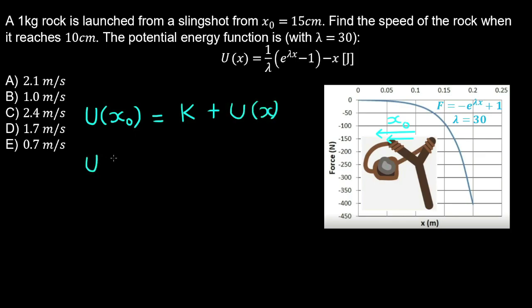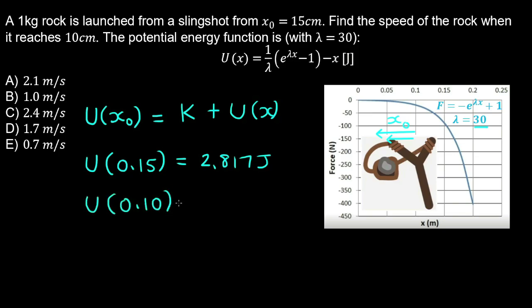So the potential energy stored in a rubber band at 15 centimeters or 0.15 meters can be obtained by substituting 0.15 into this equation, and using the constant lambda is 30. So that gives 2.817 joules, and the potential energy at 10 centimeters can be obtained in a similar way. So that's 0.536 joules.